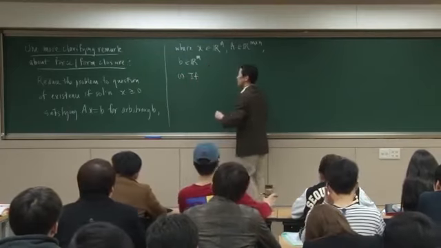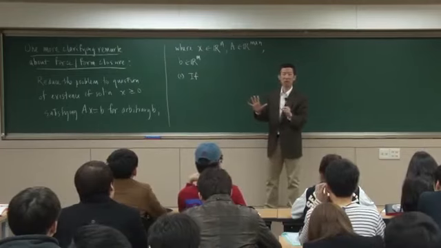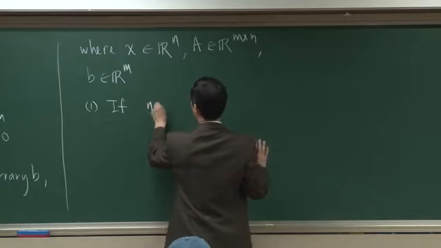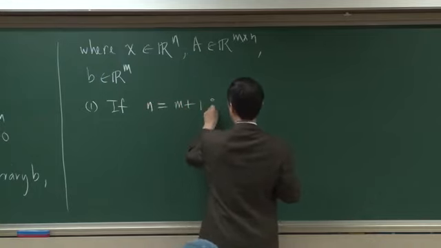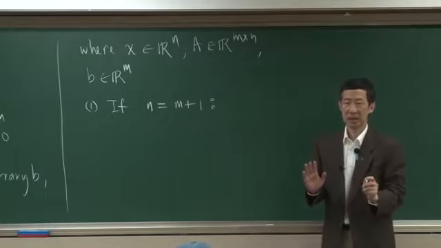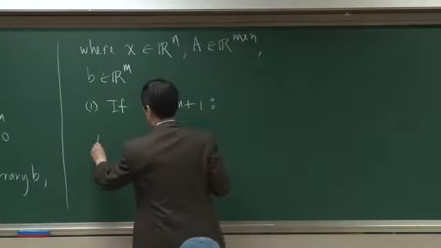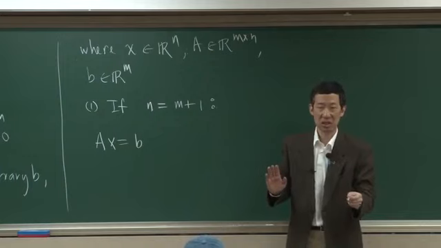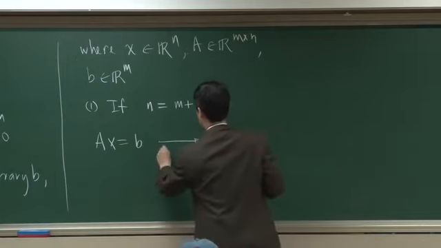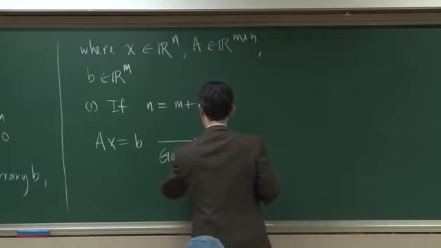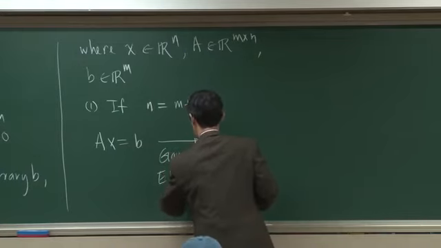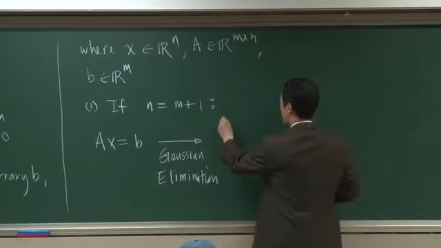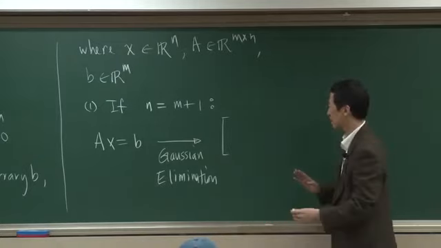Now we looked at the case when the number of columns is one more than the number of rows. So if n happens to be m plus 1, in this case we have AX equals B. And what we now do is we do Gaussian elimination of this equation, and we get it to a reduced row echelon form. The technical term is not important.